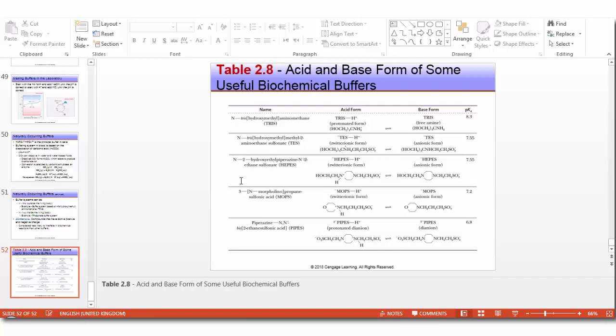Now the practical consequences of this fact are explored in a biochemical connection on page 59 if you are interested. Go to that box. Thank you.